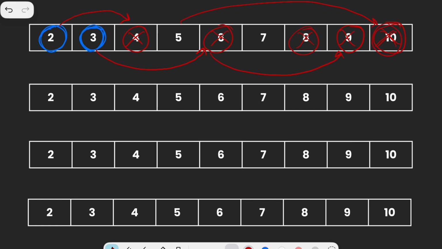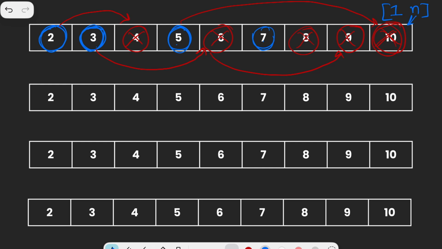Then we go to 6. 6 is already marked as false, so we ignore it. We go to 7. Now we mark all the numbers which are divisible by 7 as false. So there are no numbers in this particular array which are divisible by 7. Okay, so now you have all the numbers which are prime numbers from 1 to 10. So this particular algorithm is used to find all the prime numbers from 1 to n. Here n is 10. So now we have all the prime numbers from 1 to 10: 2, 3, 5 and 7.